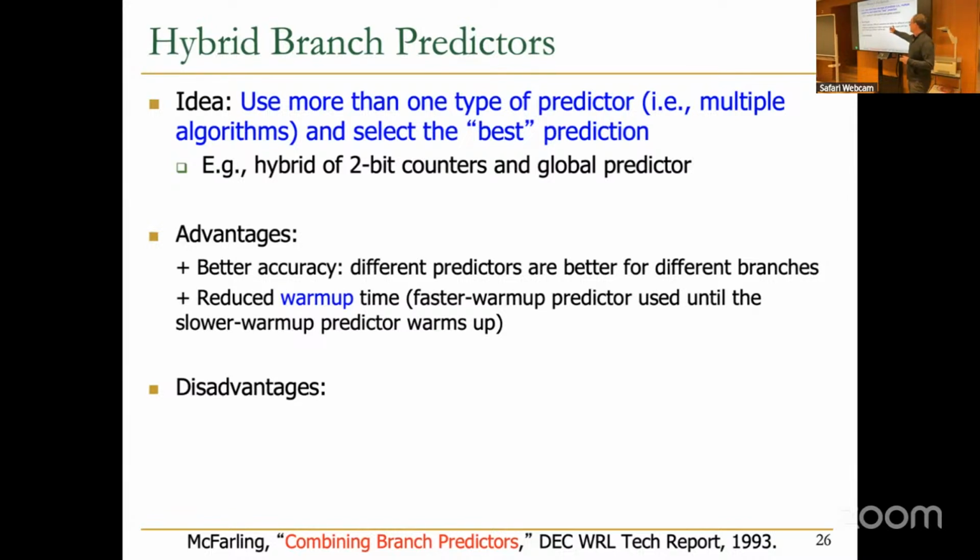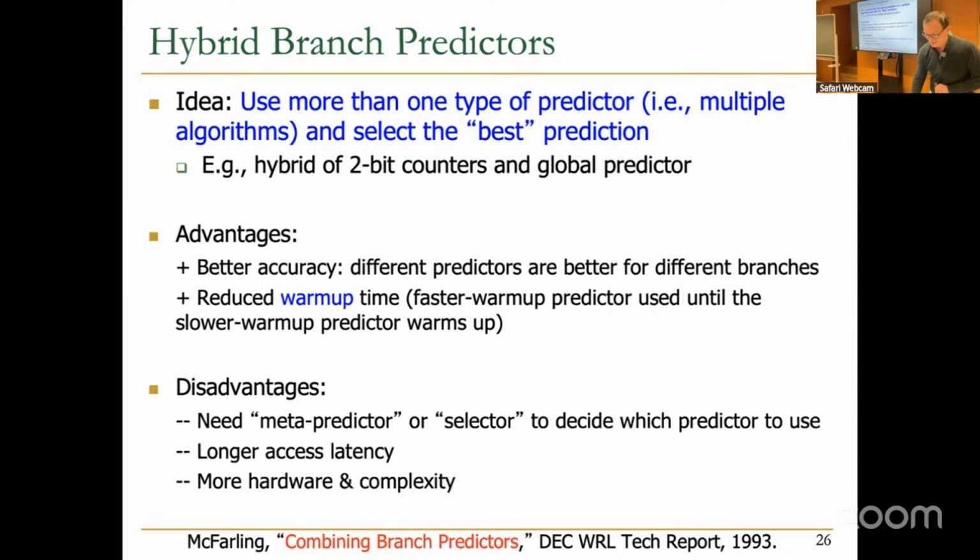And if your predictor is not ready yet, you can use a faster warm-up predictor. A faster warm-up predictor can be backward taken, forward not taken, right? We have seen that also in the last lecture. It could be some other hint, something simple, basically. Clear disadvantages: more hardware and complexity, even longer access latency. And you also need a selection mechanism. The question is, how do you design that selection mechanism? Which predictor to use is determined by a meta predictor or a selector.